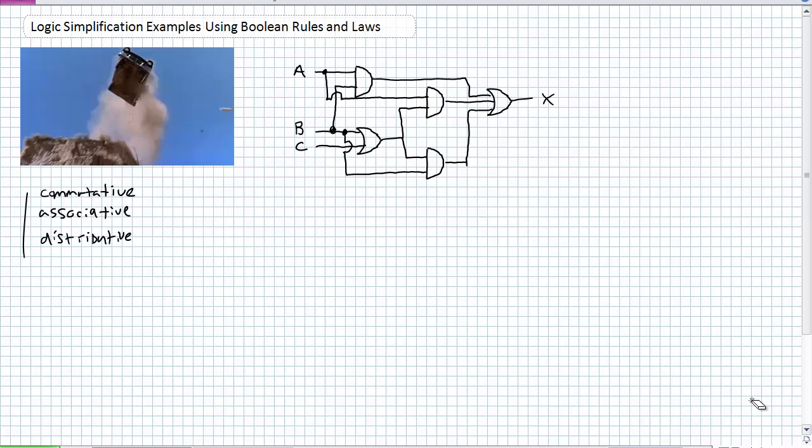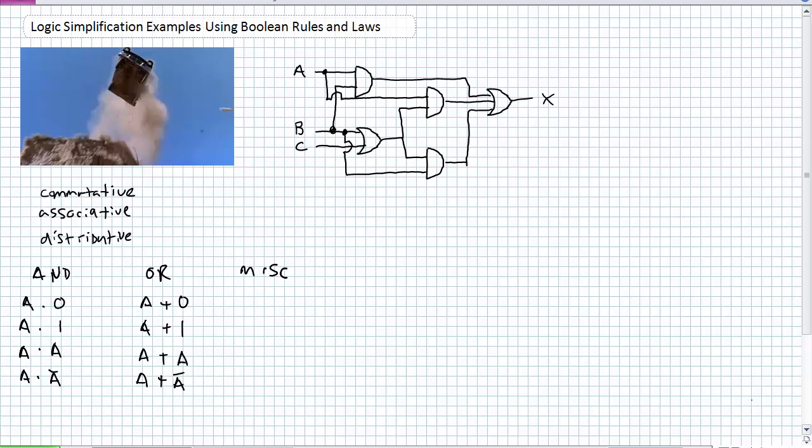Okay, and what I like doing with these rules is dividing them up into groups of four. So you've got your AND rules, you've got your OR rules, and your miscellaneous rules. The ANDs, they all start with an A. ORs, they all start with an A. ANDs all have ANDs, ORs all have ORs. What are you going to AND something with? How about a 0? How about a 1? How about an A? How about a not A? What are you going to OR it with? How about a 0, a 1, an A, and a not A?